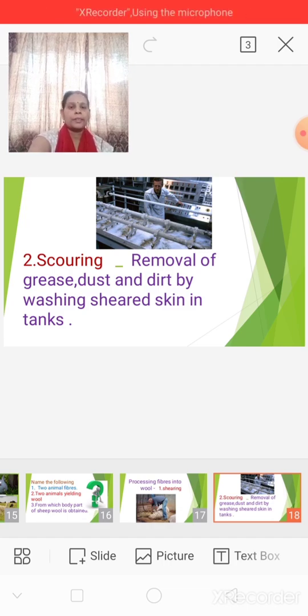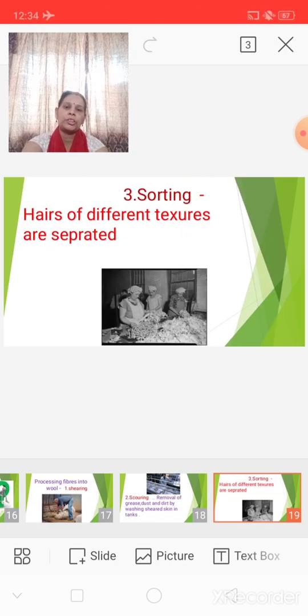the sheared skin. Now it is done in the tank as well as in machines. Initially it was done in the tank. Nowadays it is done in machines also.